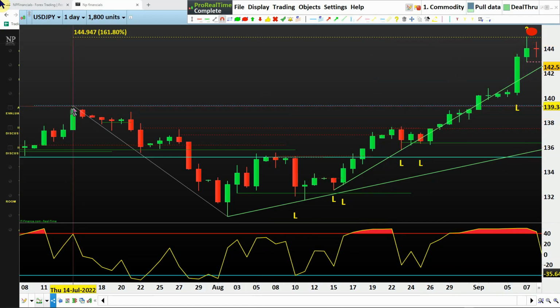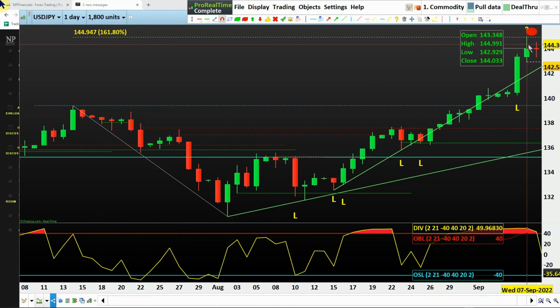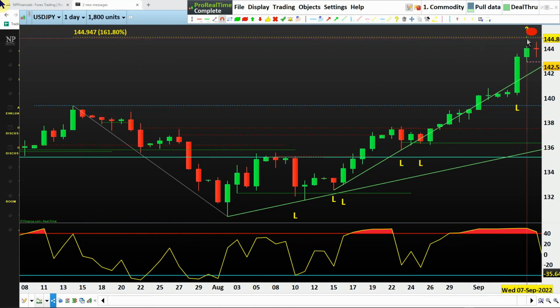This Fibonacci, which was drawn from this swing high of 14th of July to this swing low of 2nd of August, gave us a Fibonacci level much before 144.947, which is 161.8, the golden ratio, and price went up to 144.99. With due respect to the whole number of 145, I would give more respect to the Fibonacci drawn by Girija at 144.95, and it stopped there, and we were discussing at this point, right, Girija?